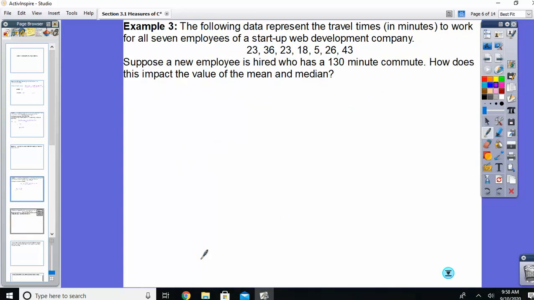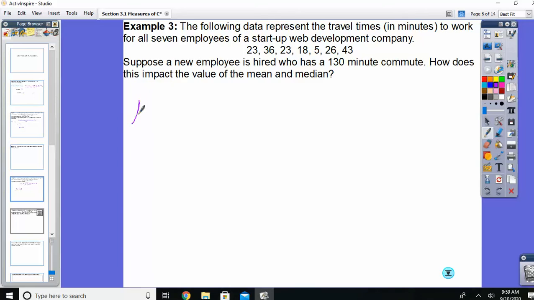Let's look at this one. So same set of data, but now suppose a new employee is hired who has a 130-minute commute. How does this impact the value of the mean and the median? So now let's recalculate those things.